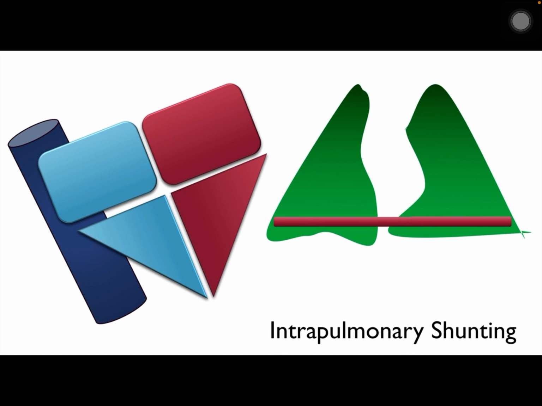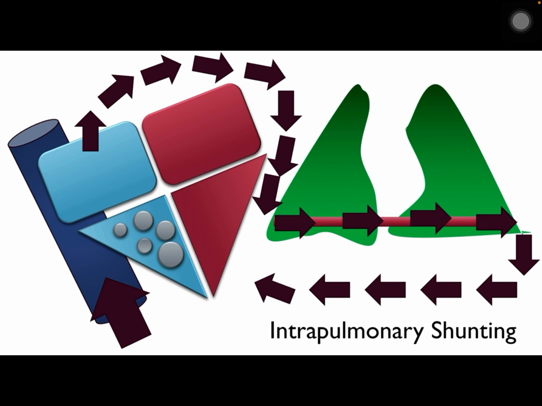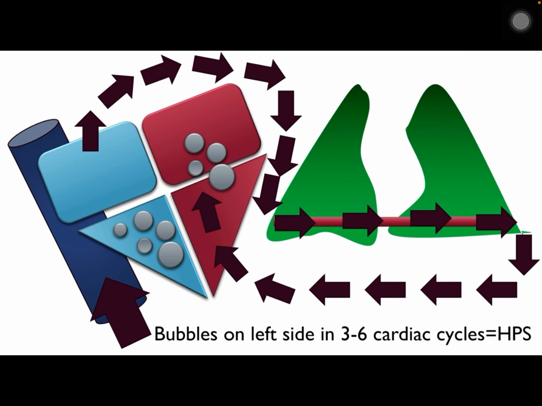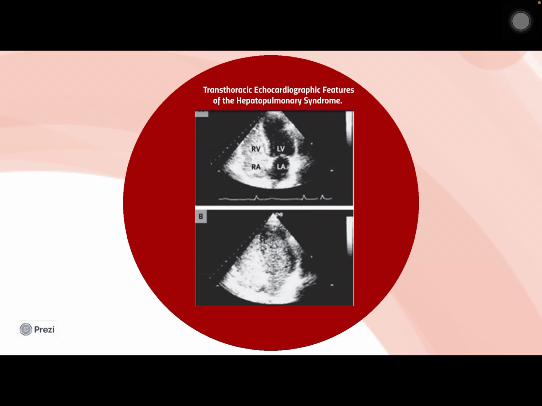In a patient with intrapulmonary shunting, when the bubbles reach the right side of the heart, they would travel this intrapulmonary shunt and show up on the left side of the heart. If there are bubbles on the left side of the heart in more than 3 but less than 6 cardiac cycles, then this is diagnostic of hepatopulmonary syndrome. This image shows thoracic echocardiographic features of the hepatopulmonary syndrome. In the next video, I'll actually explain this.